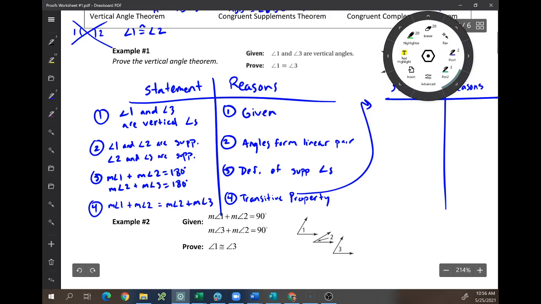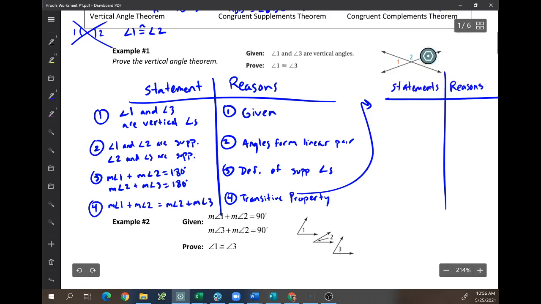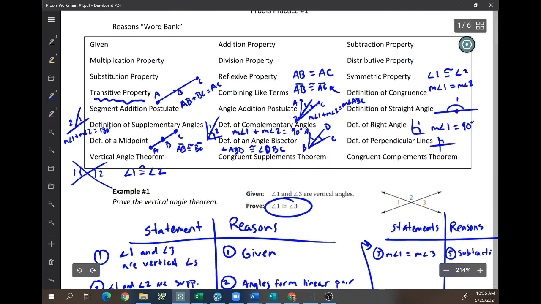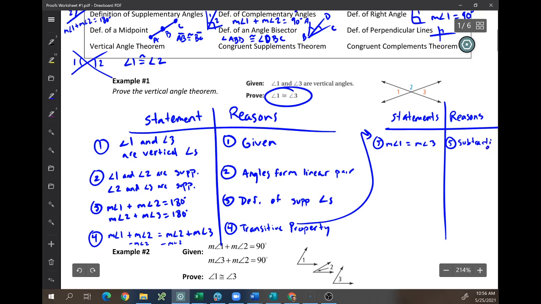Okay, so now what I'm going to do is I don't want measure of angle 2, right? Because what's my goal here? My goal is to get angle 1 equal to or congruent to angle 3. So I want to get rid of these angle 2's. Well, I could subtract measure of angle 2 from both sides, right? And if I subtracted that, that would give me the measure of angle 1 is equal to the measure of angle 3. And so that was just the subtraction property.